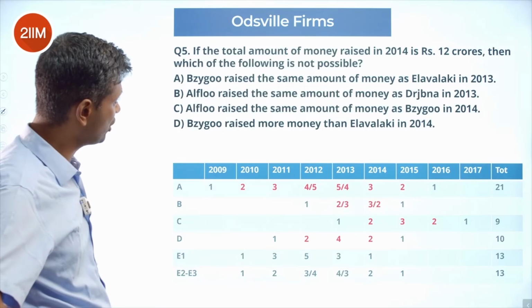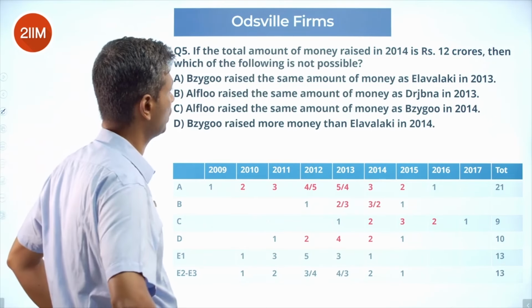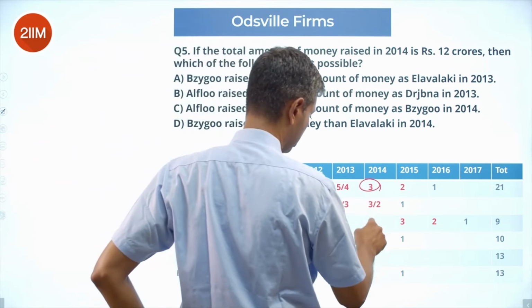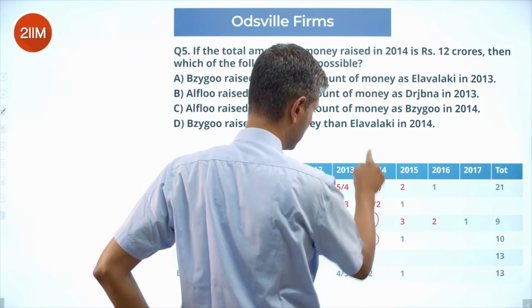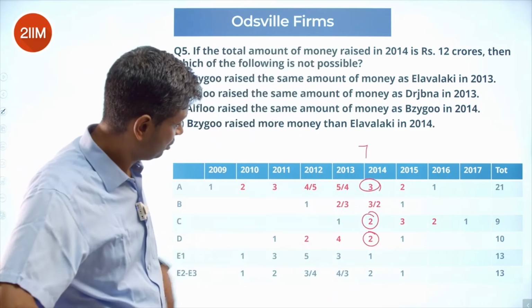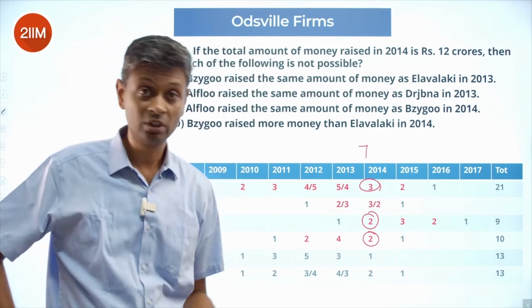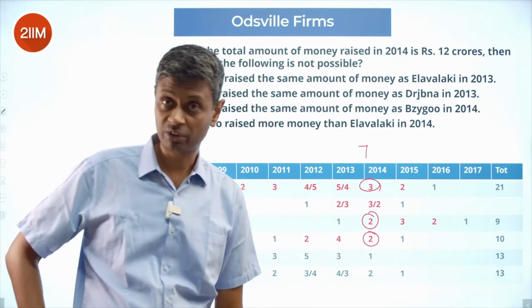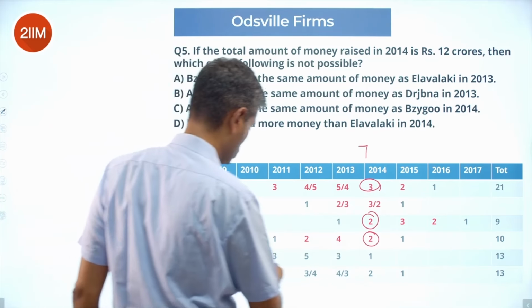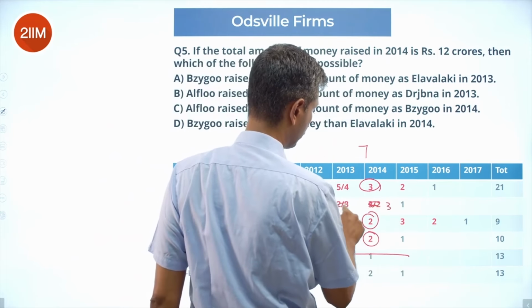The total amount of money raised in 2014 is rupees 12 crores. So 3 plus 2 plus 2 is 7. 7 is in the bag. This is 3 or 2, this is 1 or 2. We need 5 more crores. Only 3 plus 2 gives us 5. So we should have only this possibility. This should be 2 crores. And this should be 3. This should be 2.